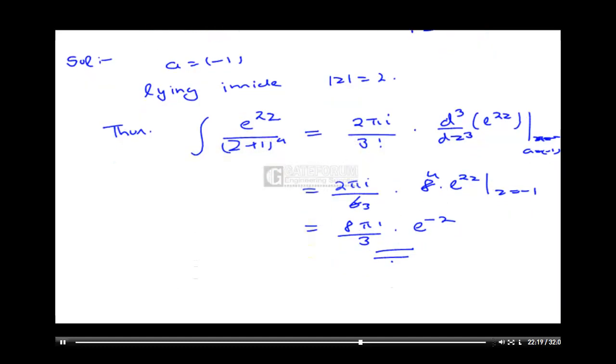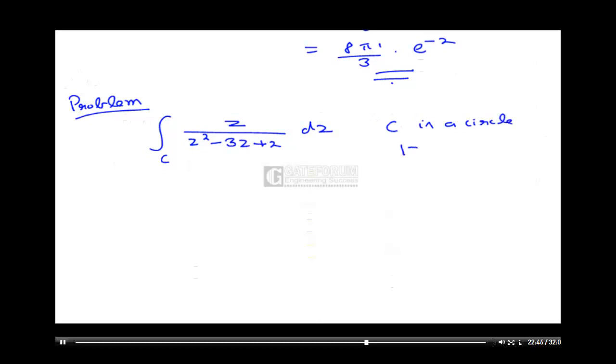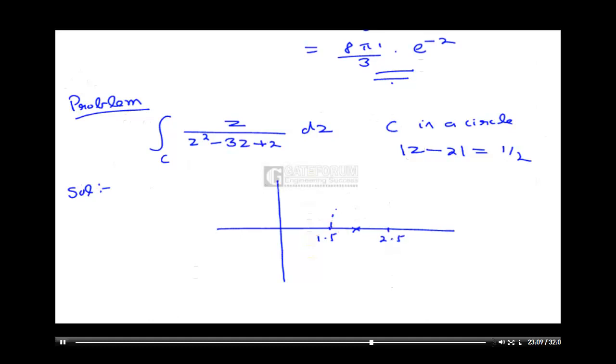Now we'll solve one more problem related to this theorem. Integrate over curve C, z upon z square minus 3z plus 2 dz, where C is a circle with mod of z minus 2 equal to 1 by 2. First we'll plot this. z equal to 2, so this is my center. From this center the radius is 1 by 2, so I'll have points 1.5 to 2.5. This is my region.